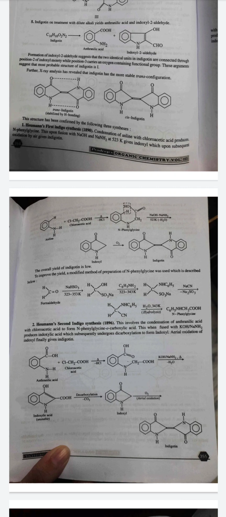This involves the condensation of anthranilic acid with chloroacetic acid to form N-phenylglycine ortho-carboxylic acid. This, when fused with KOH in the presence of NaNH2, produces indoxylic acid, which subsequently undergoes decarboxylation to form indoxyl. Aerial oxidation of indoxyl finally gives indigotin.